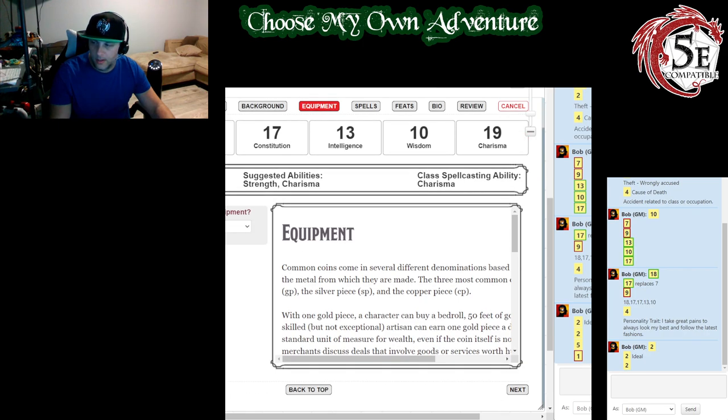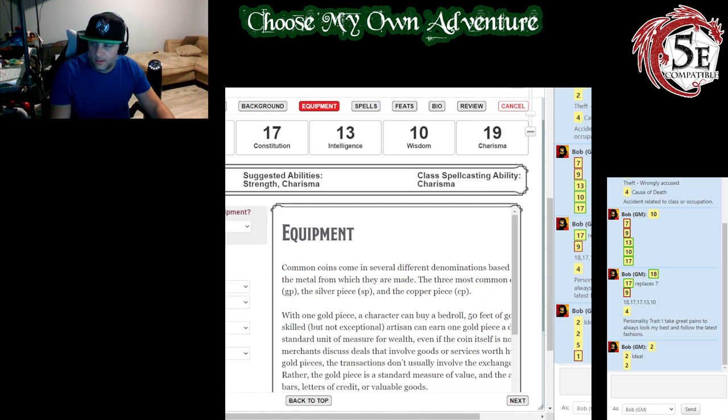Alright, so he's a beefy boy. Let's go with class equipment. I think it's interesting to do the longsword and shield. Seems most classically appropriate for a nobleman. Dagger. Priest pack makes sense.